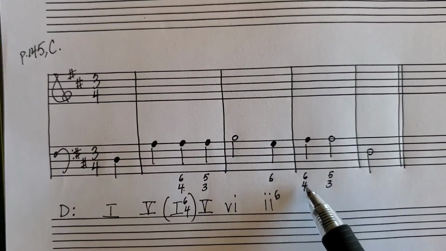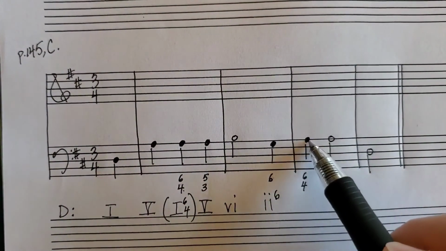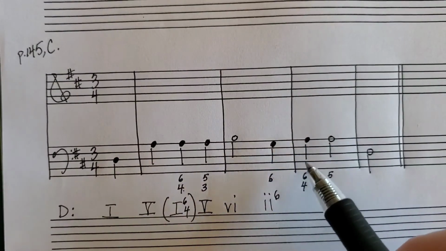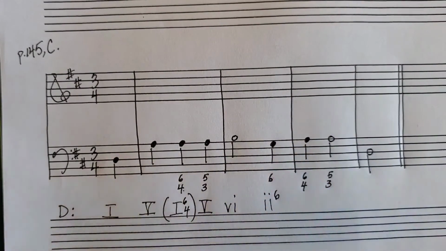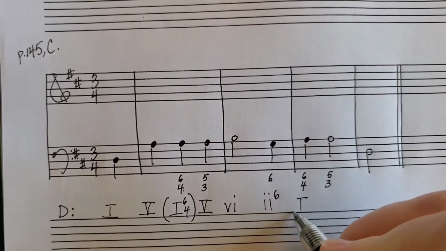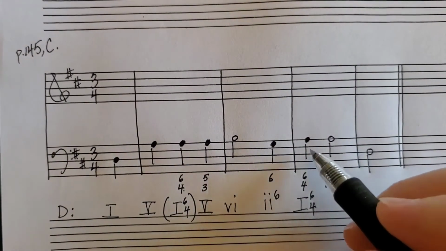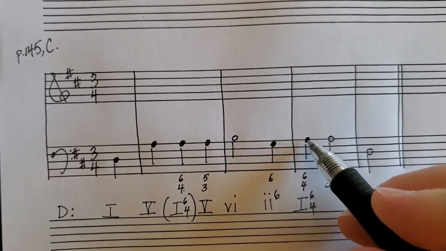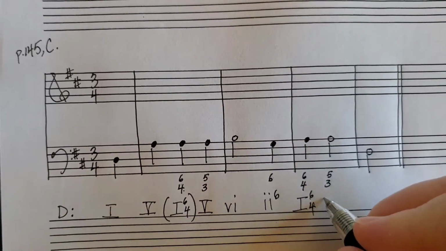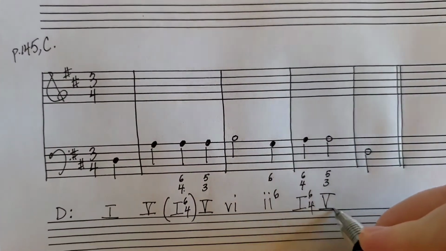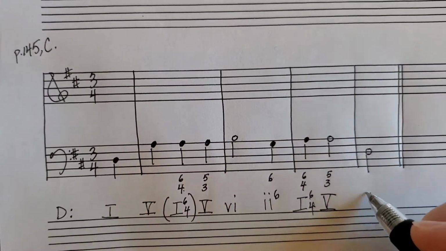6/4, again, that means second inversion, so this is the fifth of the chord. And the fifth is A, so the root is D. So the chord is D, F sharp, A. And then again, this is telling me to go from second inversion to root position. And then 1 at the end.